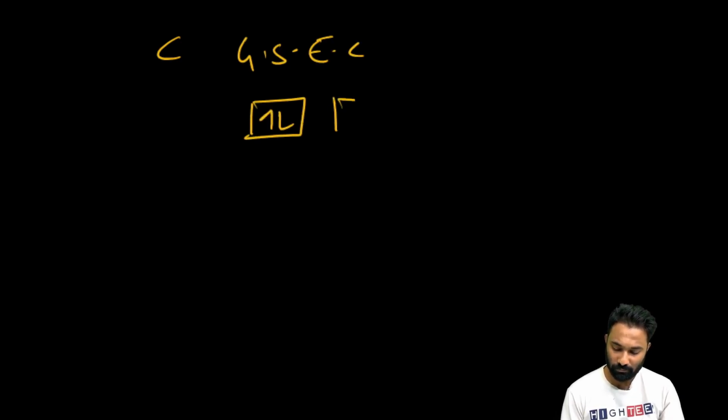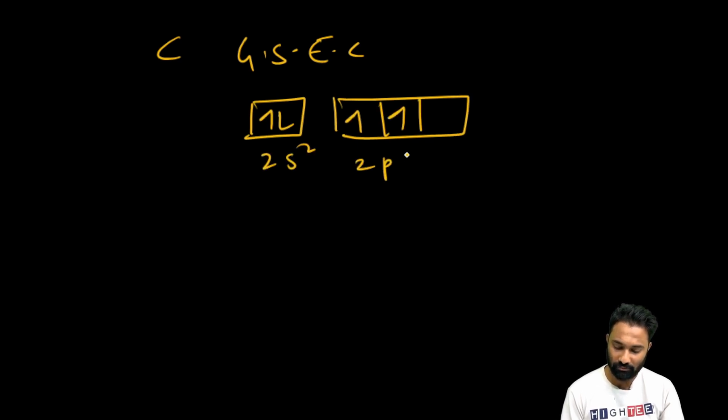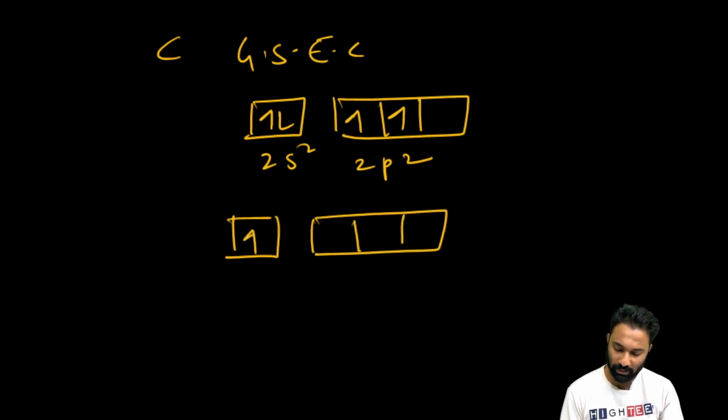Now for sp2, we know the carbon's electronic configuration. Normally, sorry, let me go with the ground state. The ground state electronic configuration of carbon is 2s2 2p2. Then the excited state electronic configuration of the carbon will be 2s1 2p3. Now in benzene, each carbon's hybridization is sp2, right?